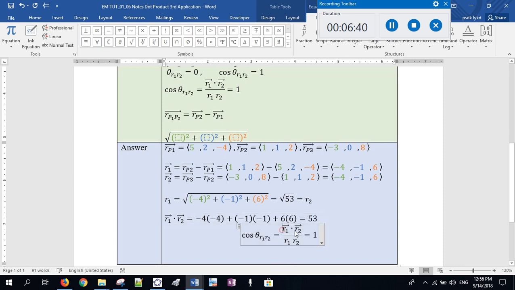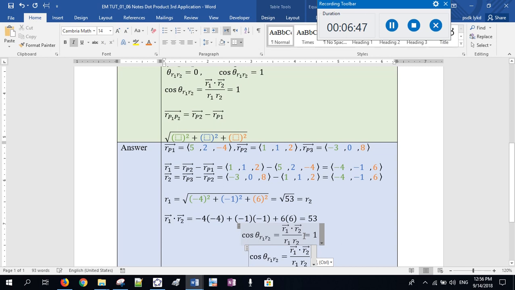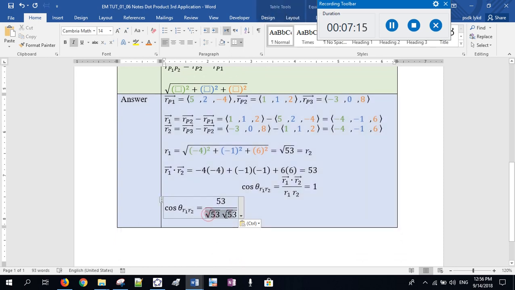Then cosine theta will be the dot product over the magnitude of R1, which is the square root of 53, times the magnitude of R2, which is the square root of 53, so it will be 53 over 53.